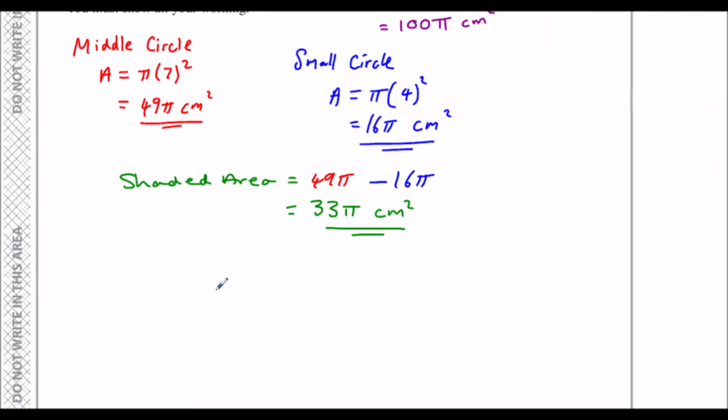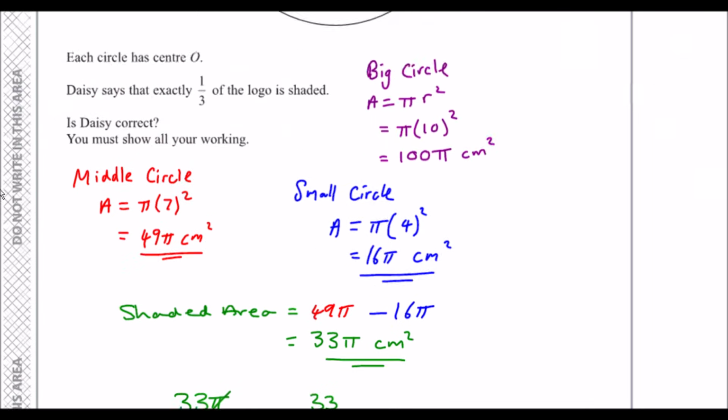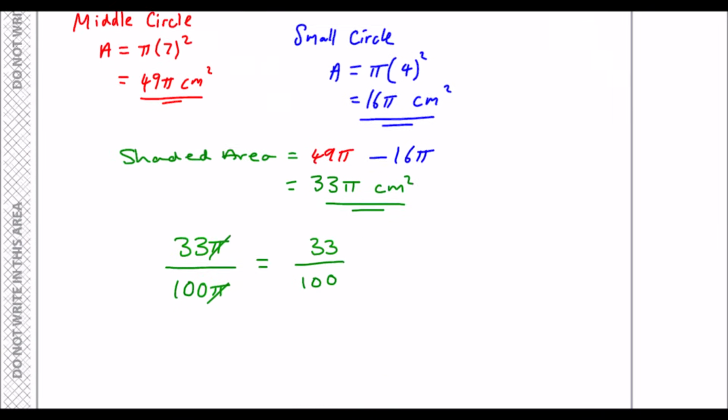So 33 pi out of 100 pi. You can cancel the pi's, and that's 33 100ths. So the shaded area is 33 100ths of the whole area. Is that exactly 1/3? No.